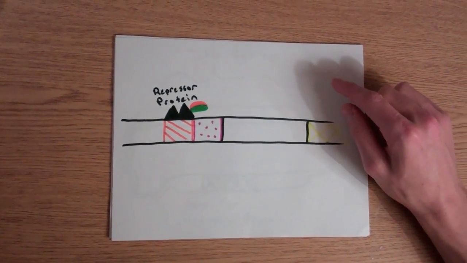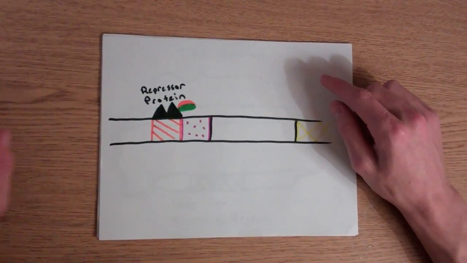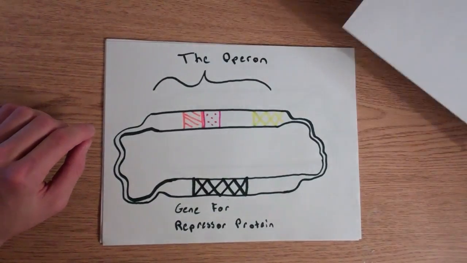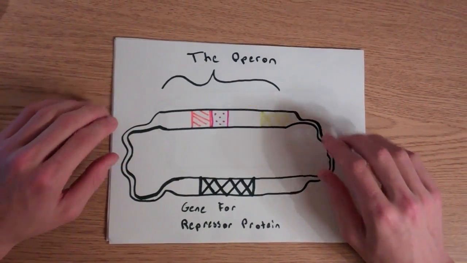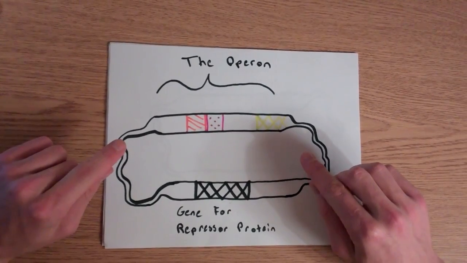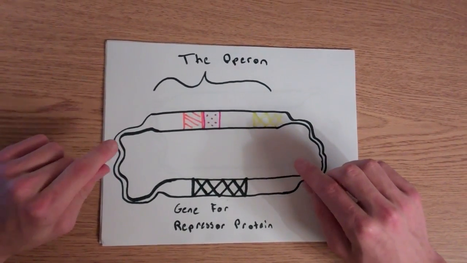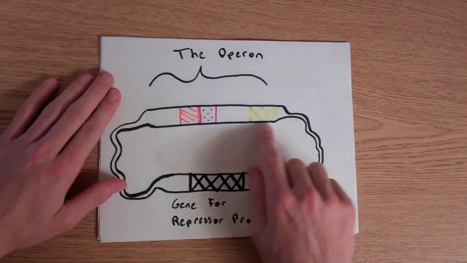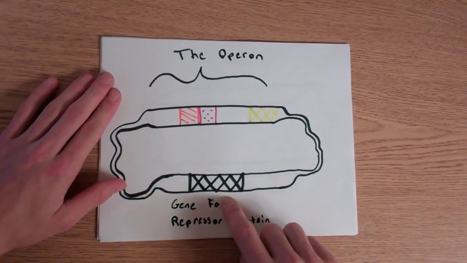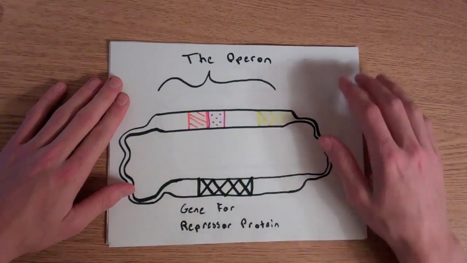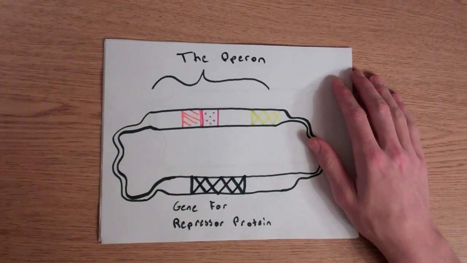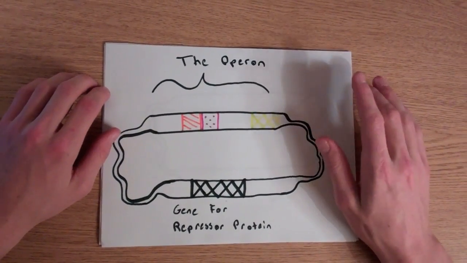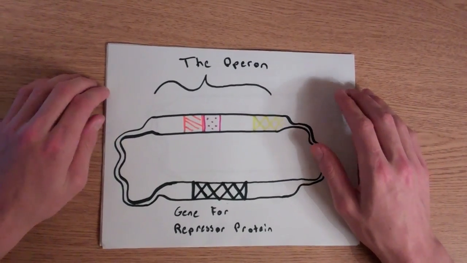For a repressor protein to be present, a regulatory gene that codes for said protein must be turned on. These genes are not necessarily located in close proximity to the operon, but can be anywhere on the genome. As you can see here, here's the operon, and here's the regulatory gene, or the gene that codes for the repressor protein. If the regulatory gene is turned off, then a repressor protein is not transcribed and therefore is not present.